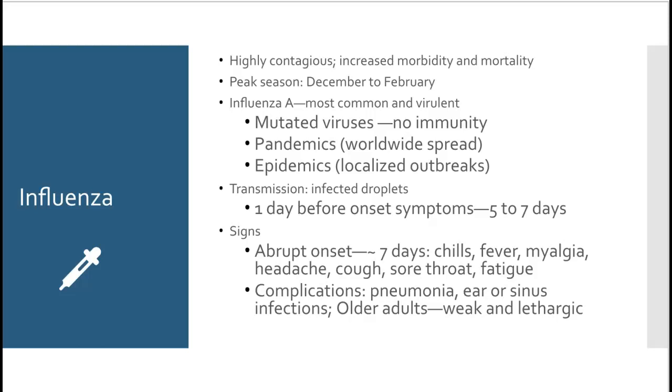Signs, it's usually an abrupt onset. Chills, fever, myalgias, those muscle aches are really classic with the flu. Headache, cough, sore throat, and fatigue. Complications can progress to pneumonia, ear and sinus infections, and older adults tend to be more weak and lethargic. Influenza B, just as a note, is more common in children.